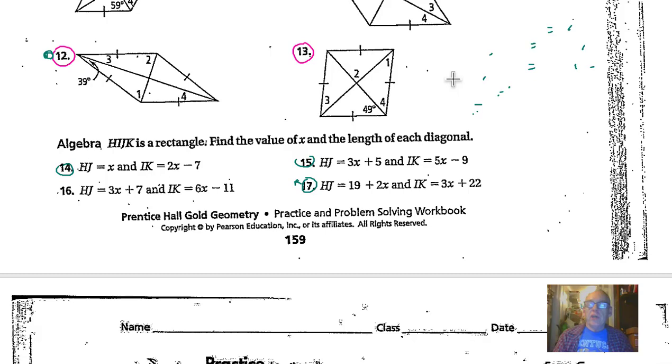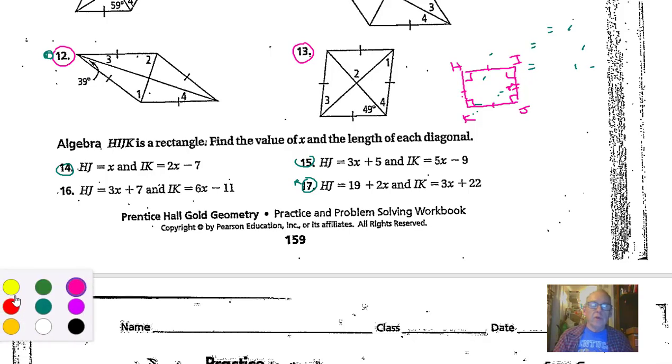So talking about HIJK is a rectangle, they don't give us a diagram, so we need to supply one. We need to get used to doing that. So this is going to be a rectangle, opposite sides congruent and parallel, and also remember there's right angles. So we have this marked up as a rectangle, and it's HIJK. Make sure we know what they're talking about.